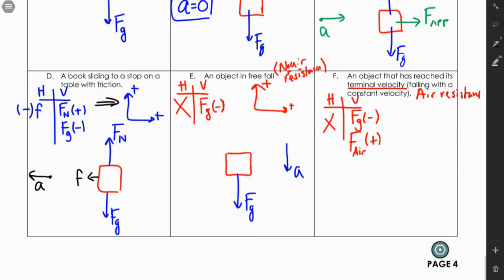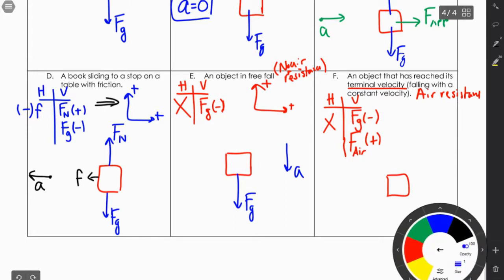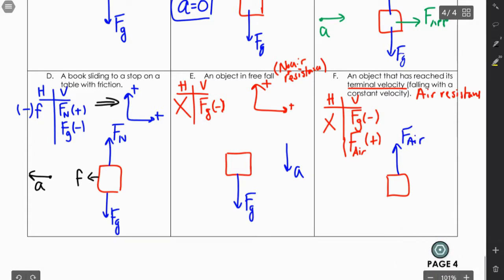And I failed to mention in the contact versus field forces video, friction always opposes motion, right? So air resistance is a special type of friction. So if the object is falling down, air resistance acts up, okay? And so we have F air, and then we have Fg. And now because these are balanced out and they tell us constant velocity, our acceleration is 0. Right? So there are just some simple examples of free body diagrams.